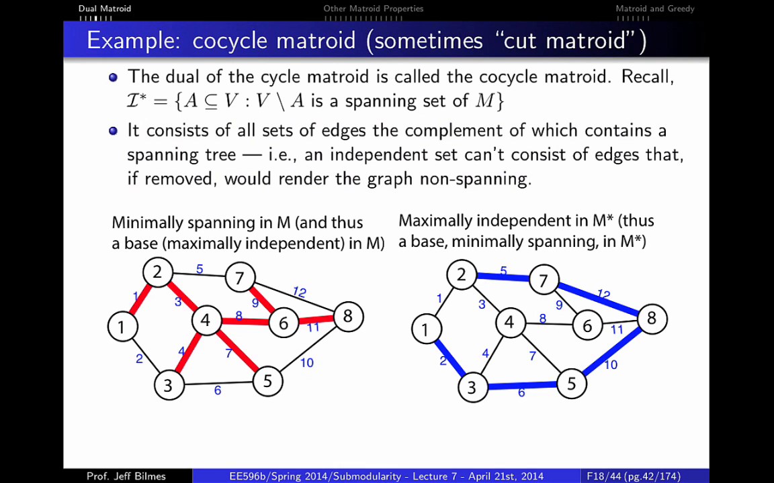On the right-hand side, we've got a maximally independent set in M star. Why? Because if we were to add any other edges on the right-hand side, the complement of the right-hand side would no longer be spanning, right? So in general, just think of these edges as A up here. The blue edges are sets in the dual, or potentially independent sets of the dual. And we're trying to see whether or not, for example, A is in script I star, with a question mark by the containment. In this particular case, it is, because when you take the complement of the blue edges, namely the red edges, it's spanning.